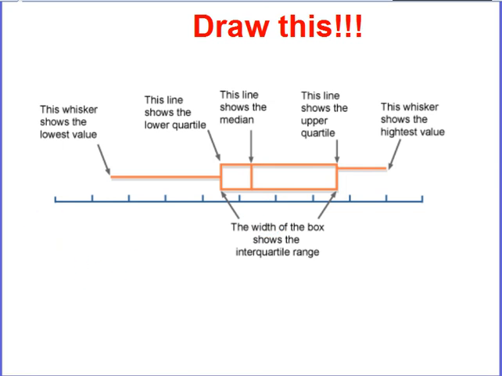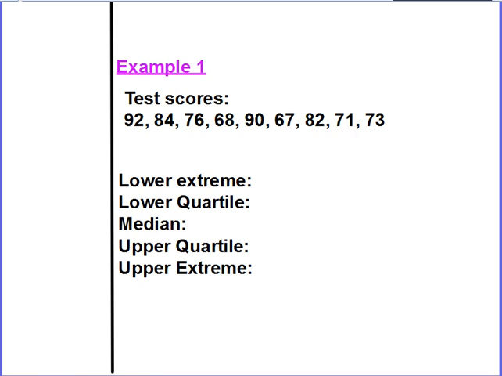There is also this part down here which is very important. If you want to know something called the interquartile range, okay, that's the difference between the two quartiles. So I would just subtract the upper quartile minus the lower quartile. Okay, so we're going to do an example.